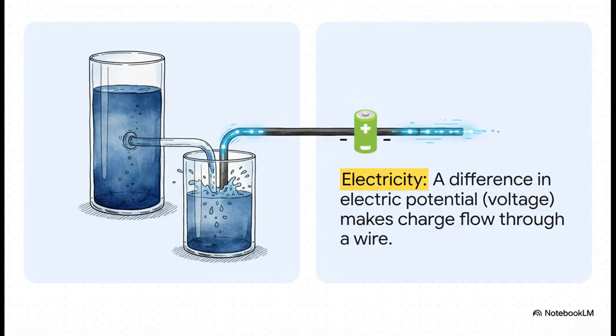This water analogy is probably the best way to get a gut feeling for voltage. Imagine two connected water tanks. If the water's at the same level in both, nothing happens, right? But the second you raise one tank higher than the other, the difference in pressure makes the water flow. A battery does the exact same thing, just with electricity. It creates a high pressure point at one end and a low pressure point at the other, and that difference is what pushes the current around the circuit.